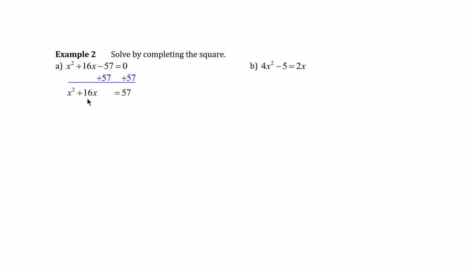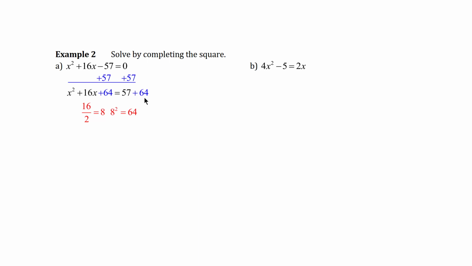So we just take half of 16 and square it. 16 divided by 2 is 8. The square of 8 is 64. From here we add 64 to both sides of the equation. So the result is x² + 16x + 64 = 57 + 64.